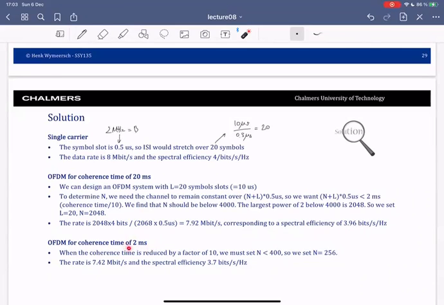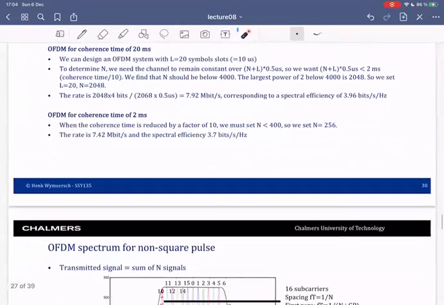In the last part, if the coherence time is reduced to 2 milliseconds, then instead of 2 milliseconds here, I should have 200 microseconds. So if I divide things by 10 here, I should have n 10 times smaller, so less than 400. So 256 would be a reasonable number. Again, we can compute the rate and spectral efficiency, and again, you see that you lose a little bit more. And this is because now the cyclic prefix will become relatively longer compared to n, right? So you lose more rate.